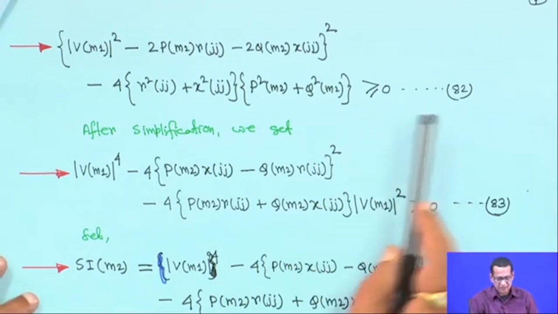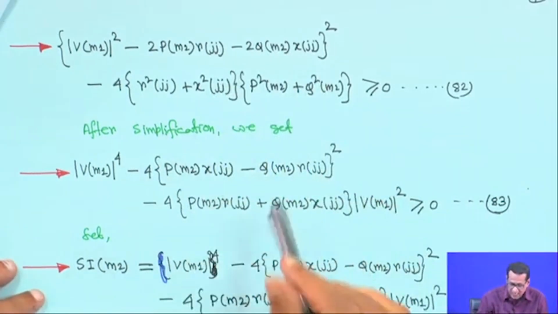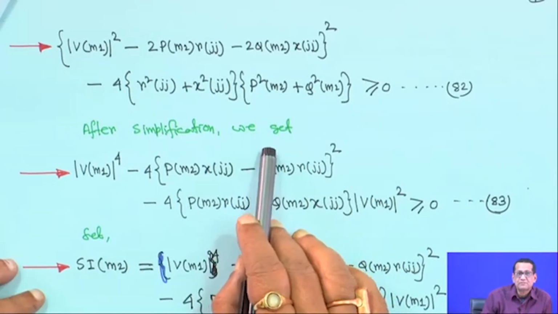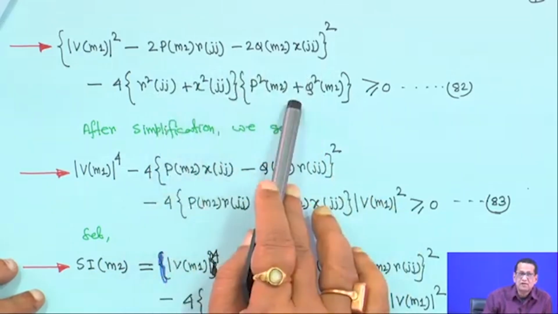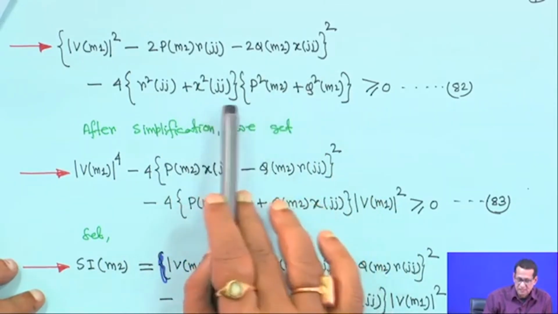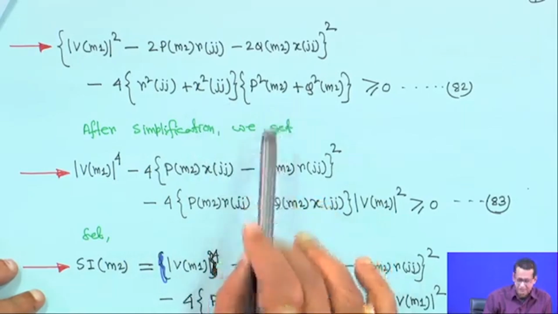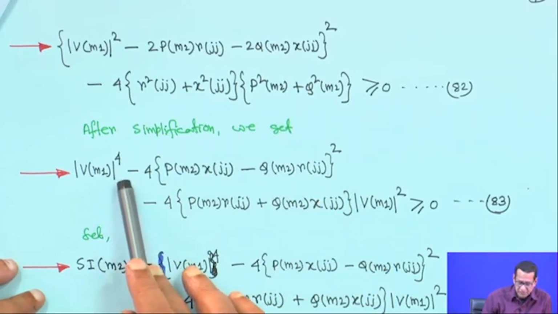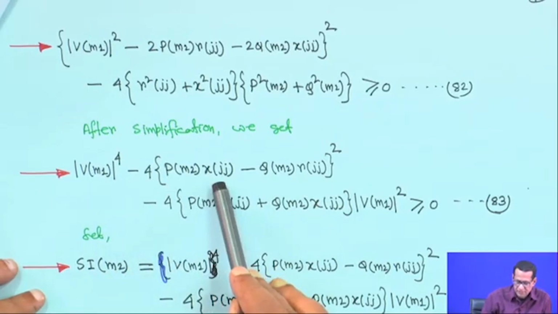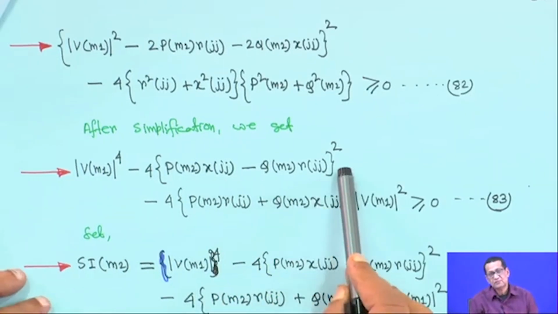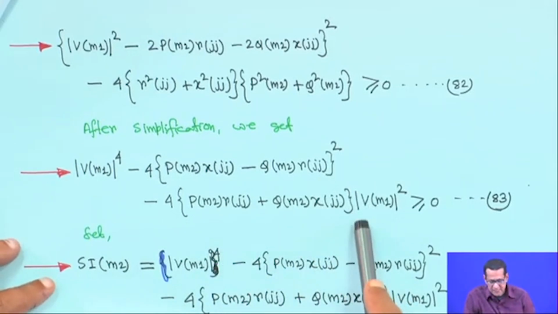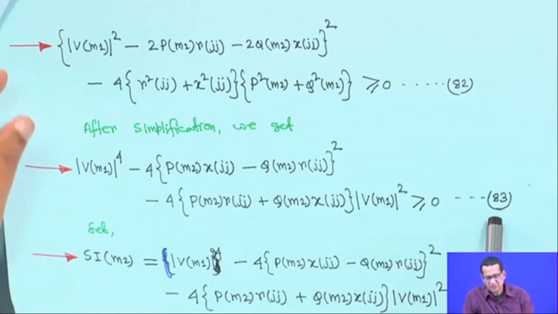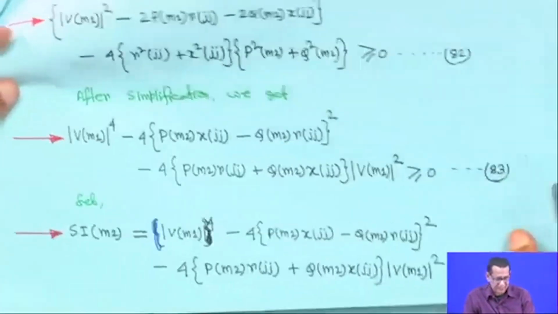This is equation 80. Now, you simplify this equation. I am writing only the final form after simplification. This you can easily do: the square term you expand, and the two terms you multiply and simplify. You will get |Vm1| to the power 4 minus 4 into (Pm2 xjj minus Qm2 rjj) whole square minus 4 into (Pm2 rjj plus Qm2 xjj) multiplied by magnitude Vm1 square, greater than or equal to 0. This is equation 83.